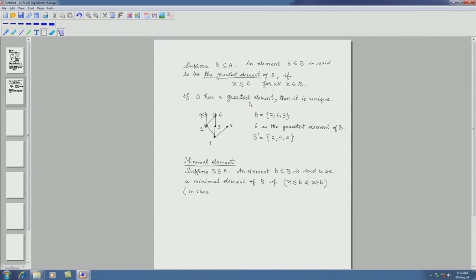So, if x less or equal b, that is x related to b and x not equal to b, now here we write in short x strictly less than b, for no x belonging to capital B. So, this means that there is no x other than b inside the subset capital B which is related to the element small b.